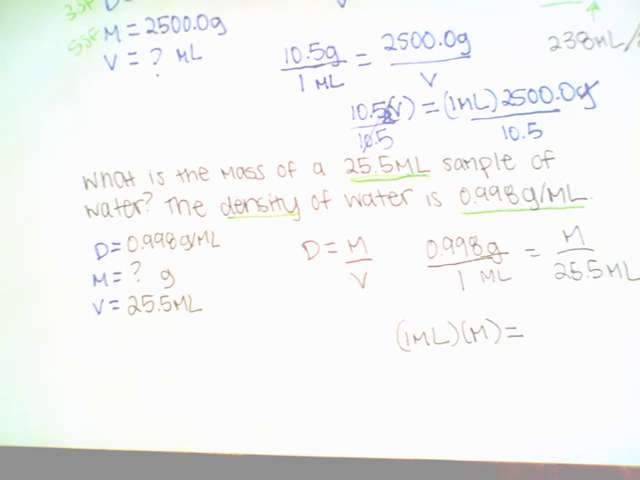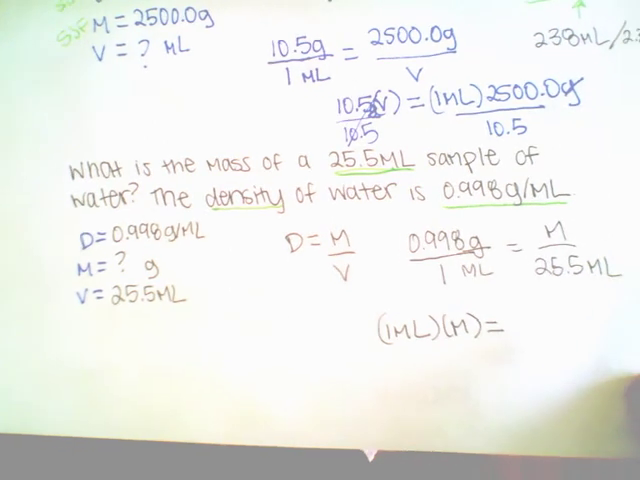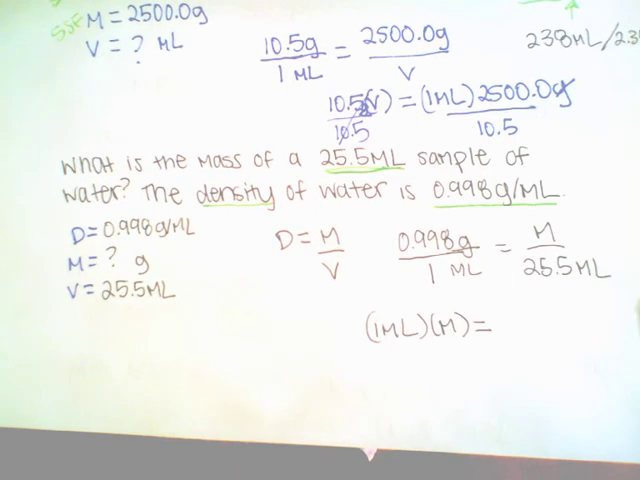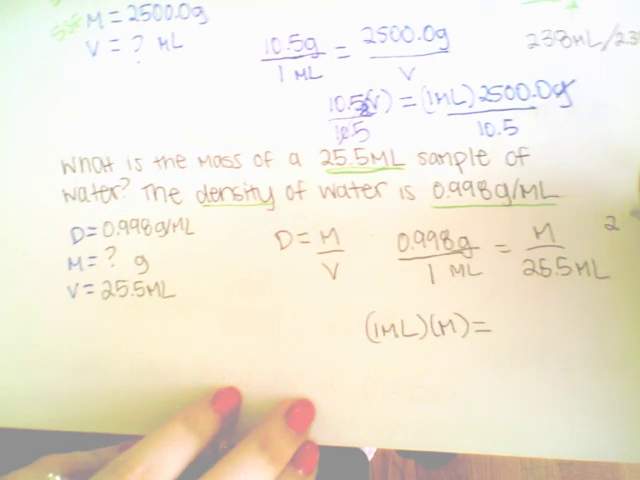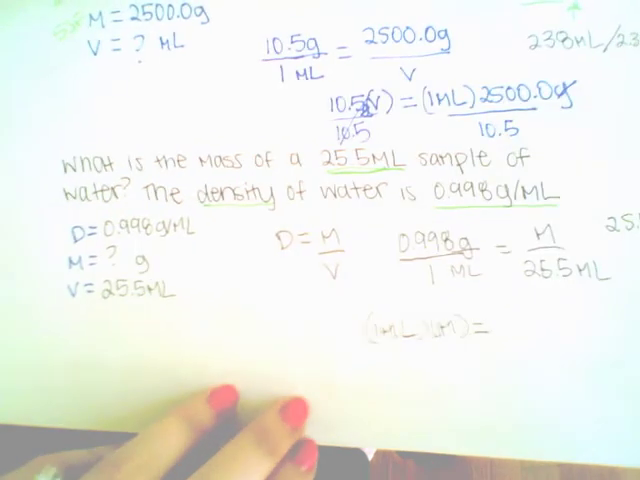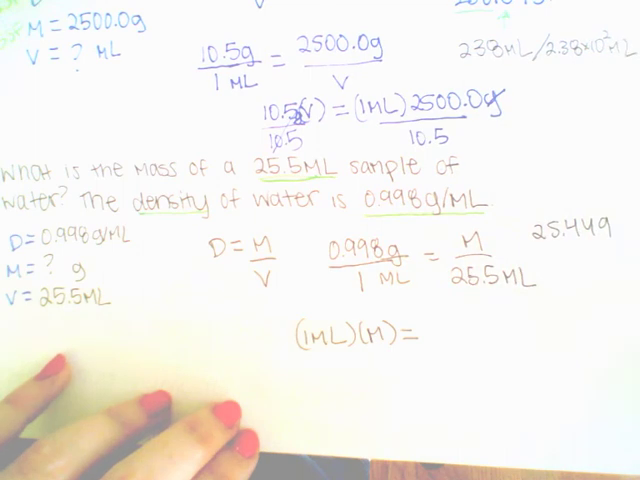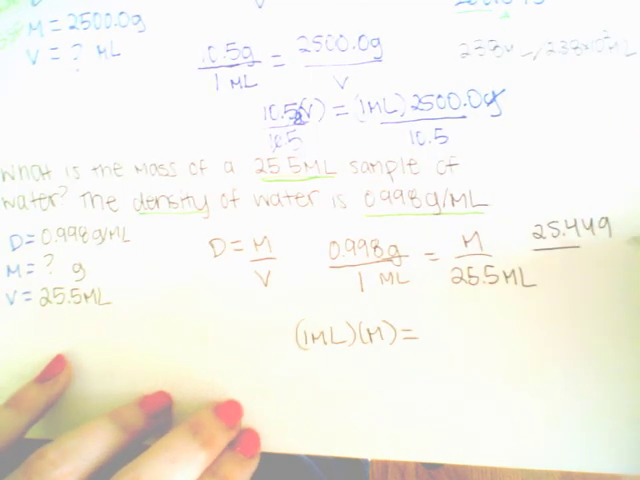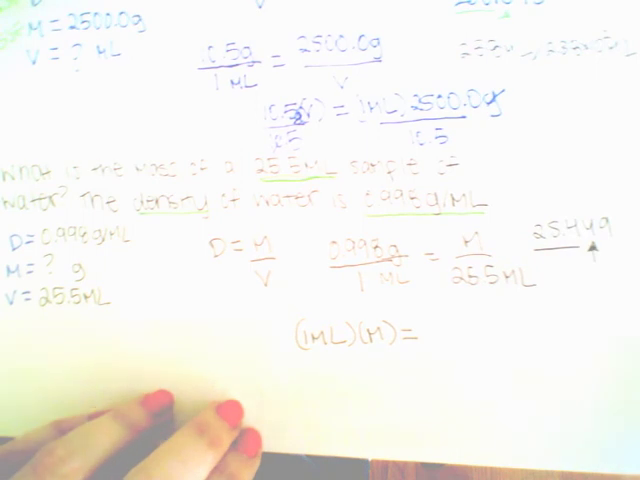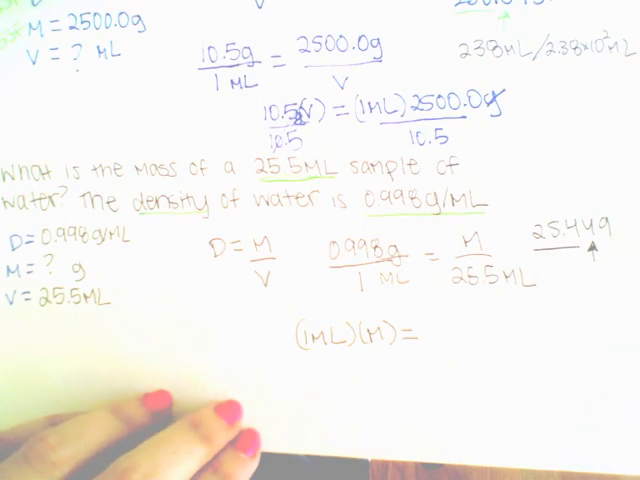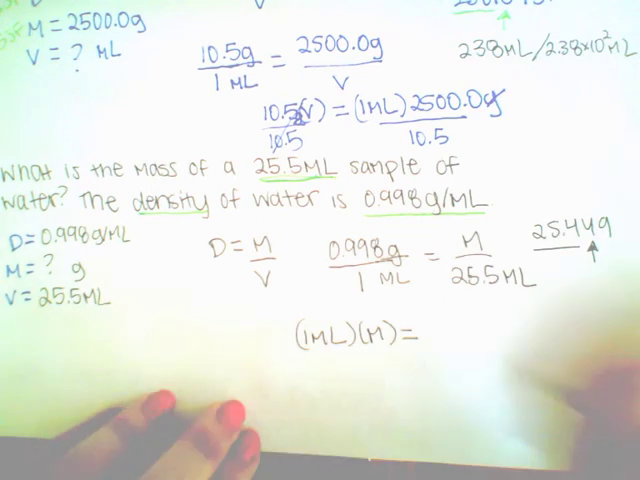Okay, just to be correct here, let's go ahead and report this multiplication in the correct number of significant figures. So 25.5 has 1, 2, 3 sig figs. 0.998 has 1, 2, 3 sig figs. So I should report my answer with 3 significant figures. So when I punch that in, I got 25.449. Okay, if I'm looking for 3 significant figures, I'm looking at the fourth number. Okay, the fourth number is 4. Okay, because it's not 5 or greater, we are going to round down.